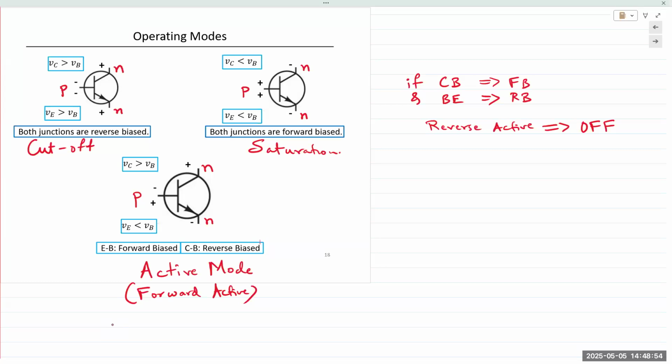Fundamental question, why? What's so different with these two?